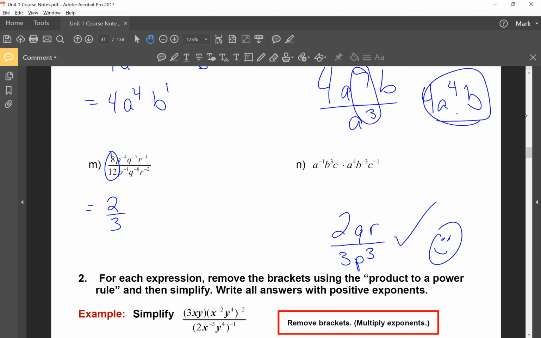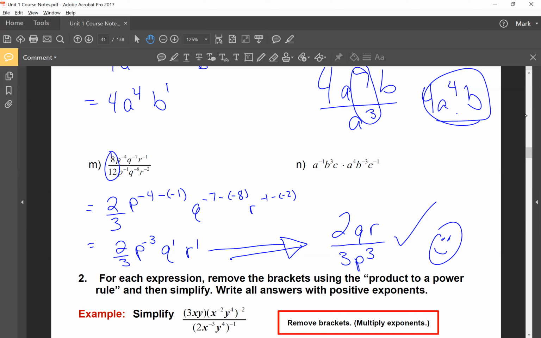The p's, what do I do with the p's? Well, the p is going to be -4 minus a -1. The q will be -7 minus a -8. And the r will be -1 minus a -2. So I end up getting 2/3. Now the p, -4 plus 1 is a -3. Q, -7 plus 8 is 1. R, -1 plus 2 is 1, which brings me to this answer. This -3 I move to the bottom.